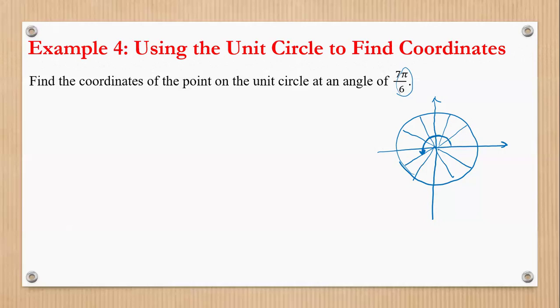When it tells me to find the coordinate, that means find the x and y of this point. But you know that the x and y of this point means the cosine and sine of this angle, 7 pi over 6. So if you can find the sine and cosine of 7 pi over 6, that means you have the coordinate of the point. How we can find the sine and cosine of 7 pi over 6? By just finding the reference angle.